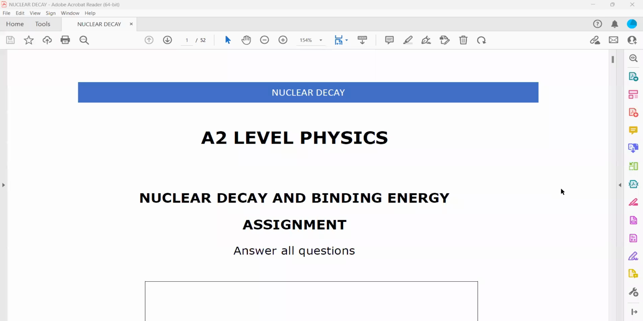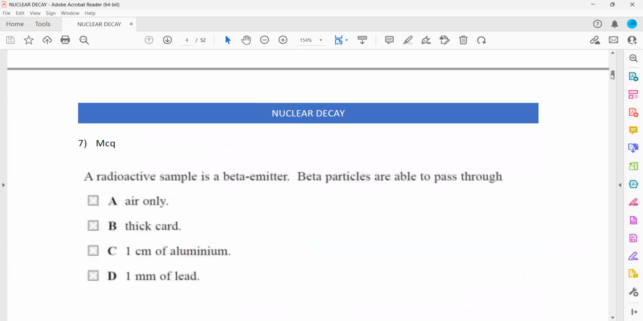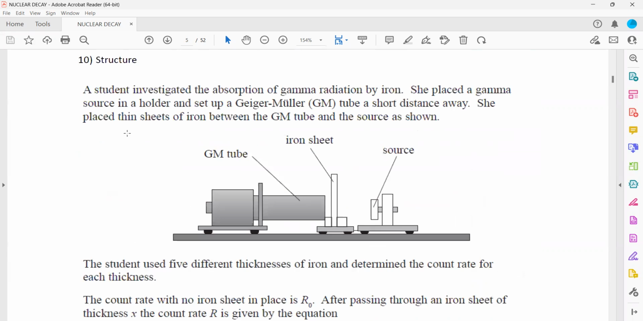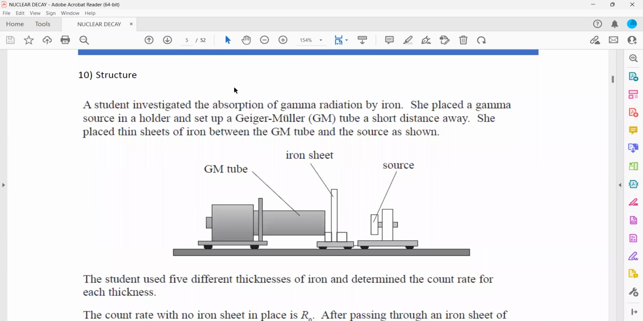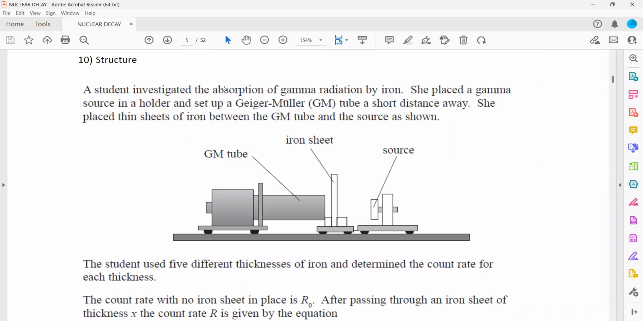So this one is an assignment related to nuclear decay and binding energy. We discussed the first 9 questions from this assignment, and now question 10 onwards. A student investigated the absorption of gamma radiation by iron.